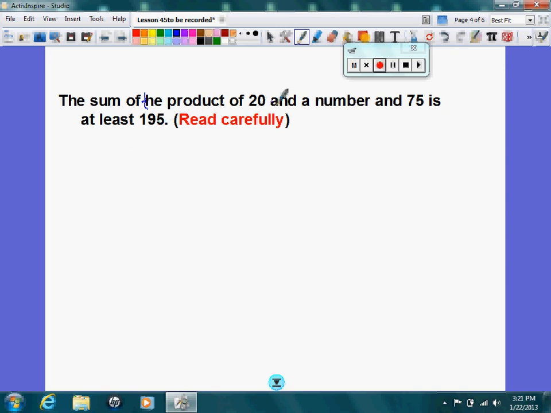So let's see if we can break this down a little bit better right in here. The sum, that means we're going to have to add some things. So we're going to add what? The product of 20 and a number.